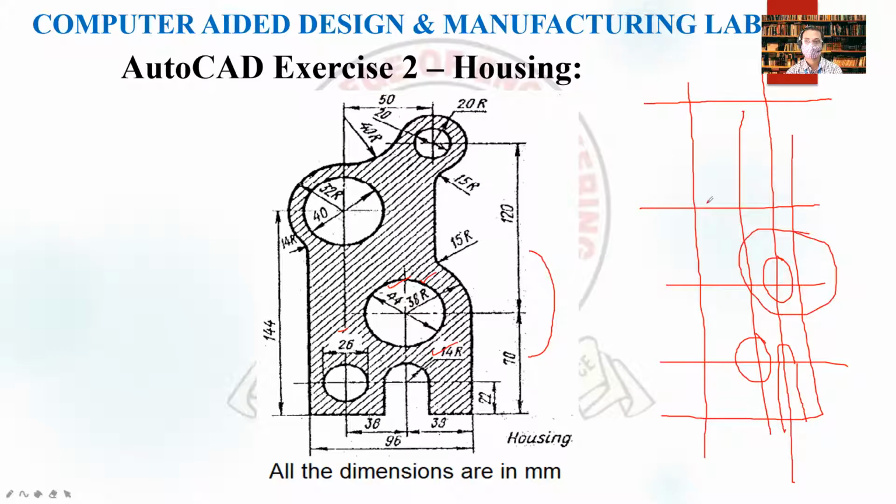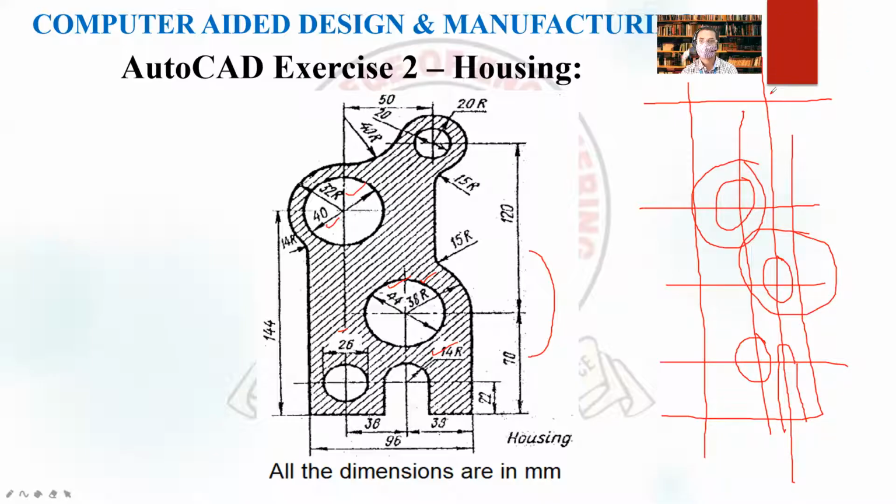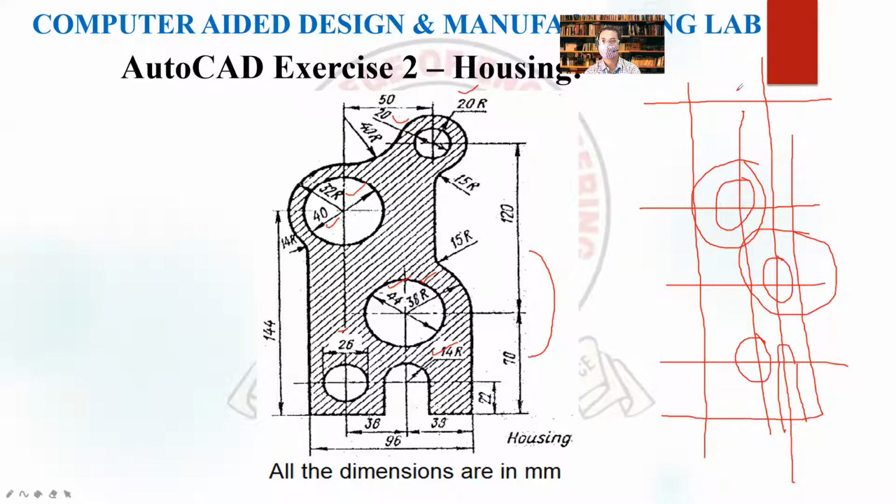So here I have one more intersection. At this intersection I have to draw two circles: one is dia 40 and the other radius 32. I will be drawing two circles here. At this intersection I'm drawing two circles, one dia 20 and another radius 20.